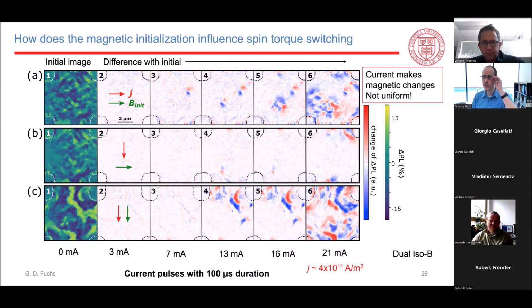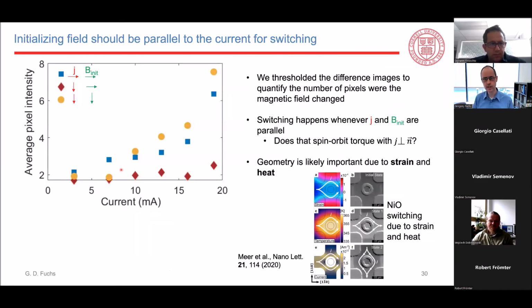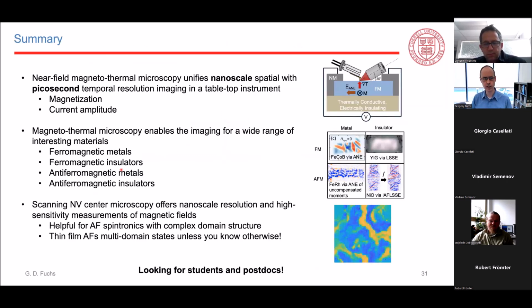Okay, we also did the current driven experiments, and because of the shortness in time, let me just jump to the conclusion, which is we see a lot of switching if we make the initialization magnetic field parallel to the current density and not in the other case. And we quantify this, and again, I think heat and strain are playing an important role here. This still requires quite a lot of work.